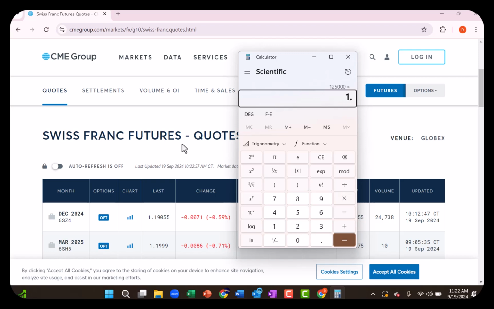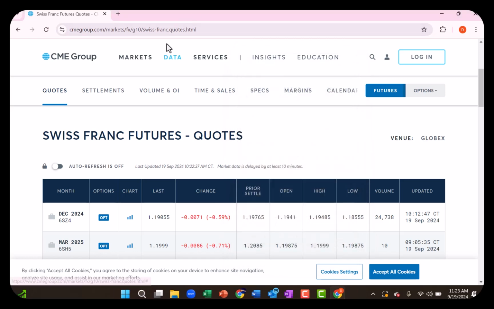So that's 125,000 times that, equal to about 148,000. Okay. Margin is 3,700. 1 over X. So for the Swiss franc, you put up about 2.5% as collateral. If we did it for the Turkish lira, you're going to see much bigger. Okay.